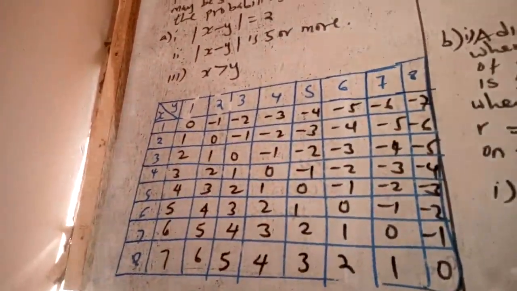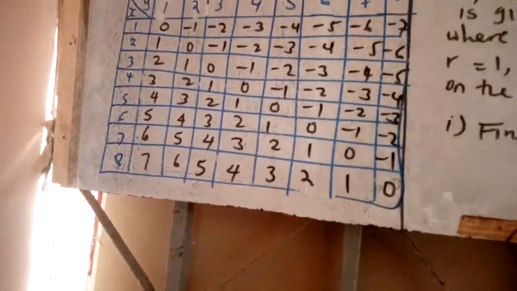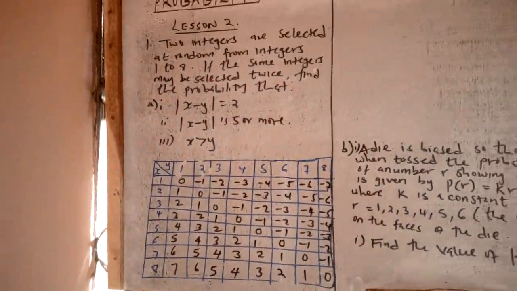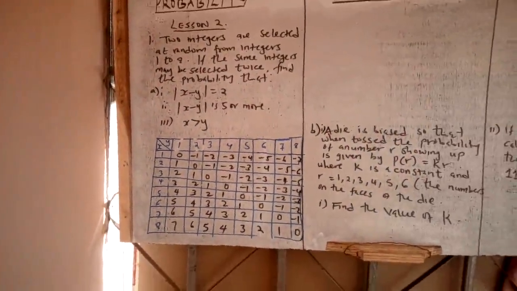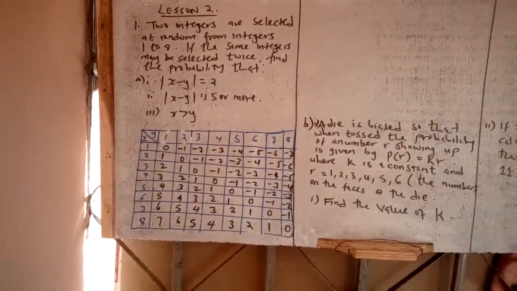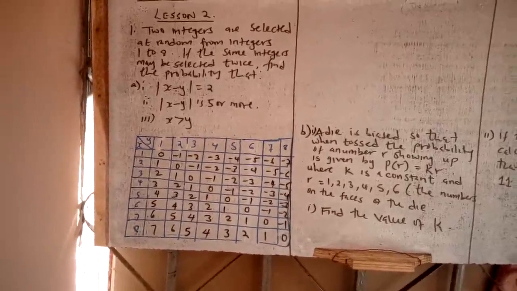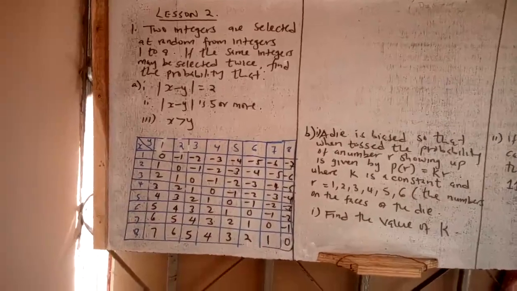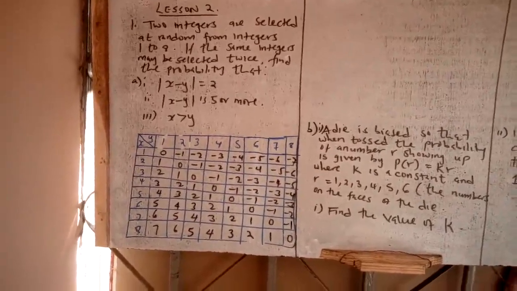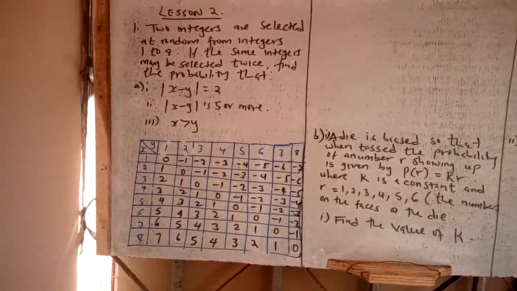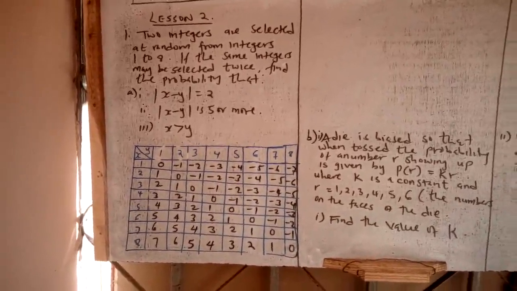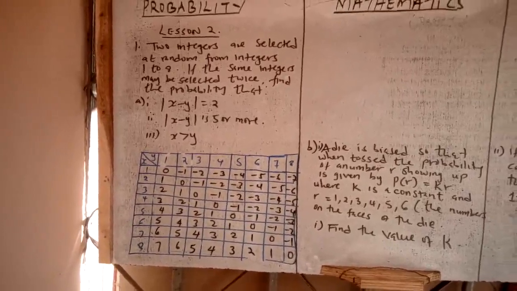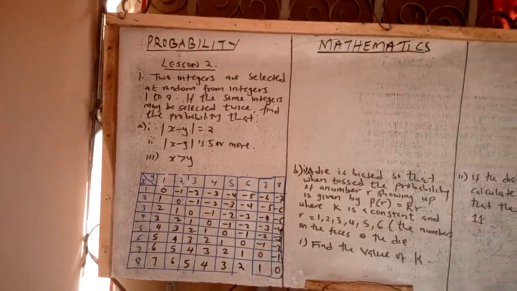This Punnett square is the one that I'm going to use to address my question. The question is, two integers, that is x and y, are selected at random from integers 1 to 8. If the same integers may be selected twice, find the probability that the absolute value of x minus y is equal to 2, that the absolute value of x minus y is 5 or more, and also the probability that x is always greater than y.